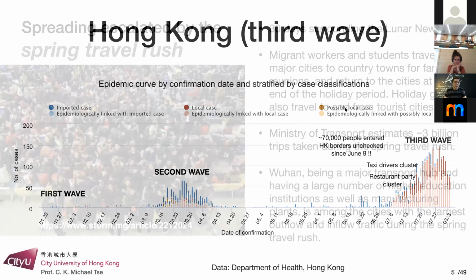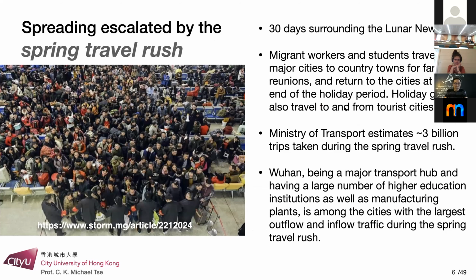Anyway, let's get back to the China situation. Spring rush. One of the reasons that triggered us to work on the travel data is because we believe that the spring rush is one of the key factors that contribute to the rapid and fairly severe outbreak during the Chinese New Year time.